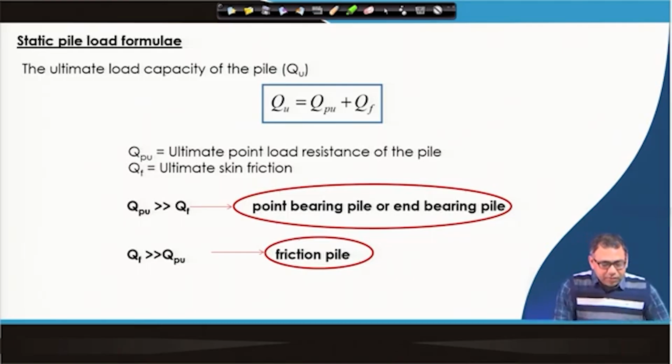Then static pile load equations. As I mentioned, the pile capacity is basically due to the skin friction and the tip resistance. That means the ultimate load carrying capacity of the pile is a summation of the tip resistance, or the point load resistance, plus the friction resistance, or ultimate skin friction. For a point bearing pile, the friction resistance is very small compared to the tip resistance, and for a friction pile, the friction resistance is very high compared to the tip resistance.